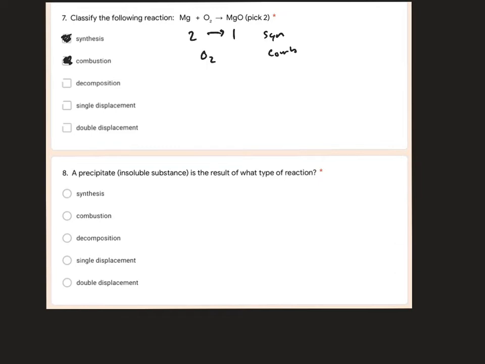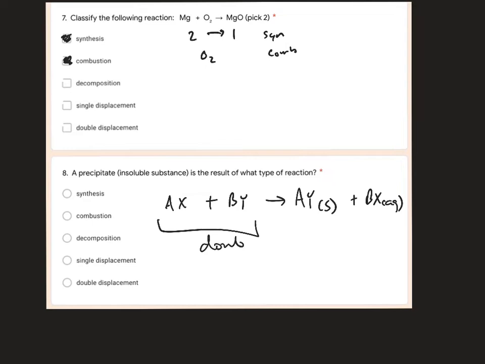Number 8, a precipitate is the result of which type of reaction? This is, again, coming straight out of your notes. This is where you have one compound plus another compound giving you, say, AY, which is a solid, and BX, which is aqueous. The only way this happens is if you have two compounds here, which means this must be a double replacement, or double displacement, same terminology here. So that would be your answer there.